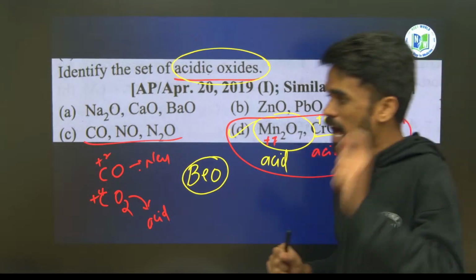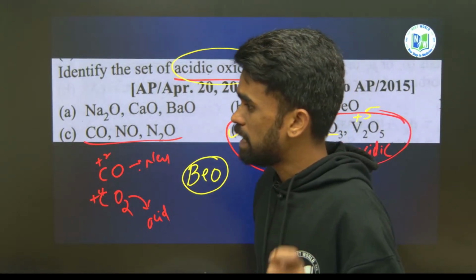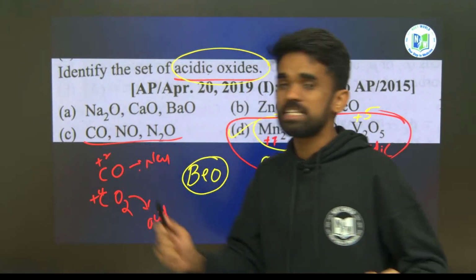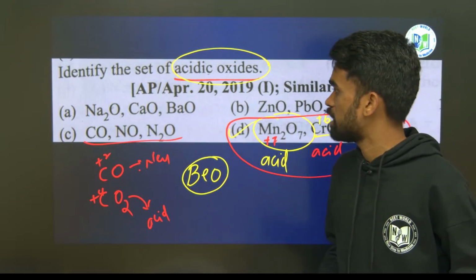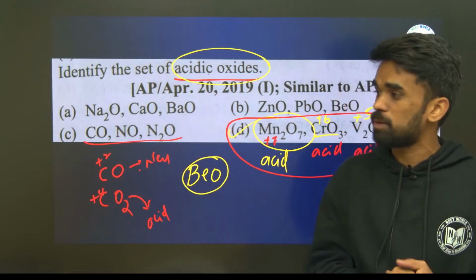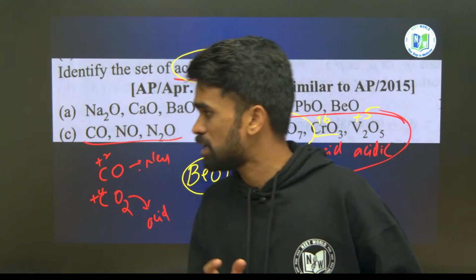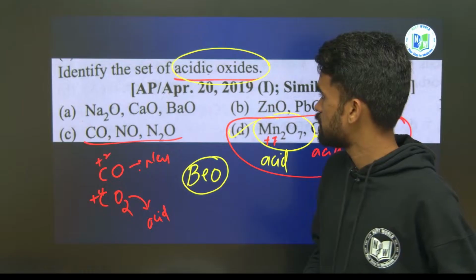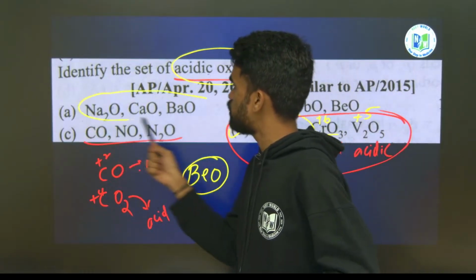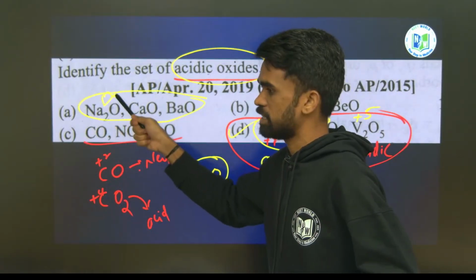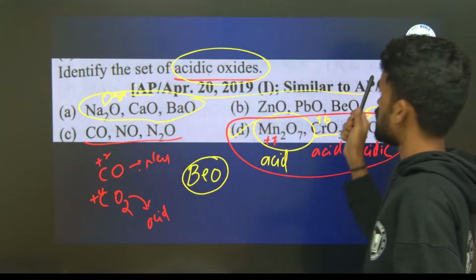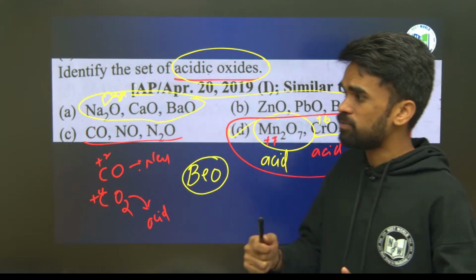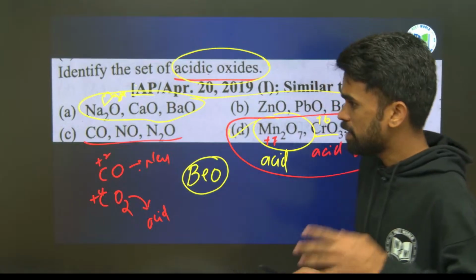If I ask the same question, identify the set of basic oxides in the given 4 options, which is the perfect answer, then option number 1 will be the set of basic oxides here. See, all questions are PYQs, either repeated once or twice, or in different exams.